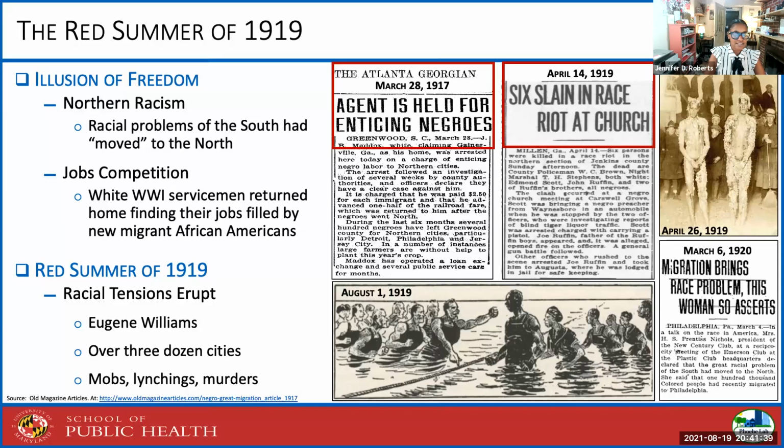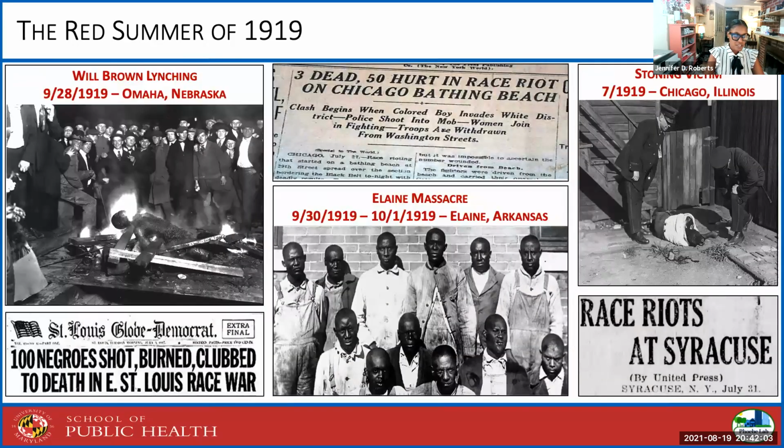And these riots and these lynchings and these mobs erupted across the United States. The three most violent areas were Chicago, Washington, D.C., as well as Elaine, Arkansas. And then even after the summer, there were still these tensions that continued to grow because people were saying the migration problems from the South were coming up north. So here's a visualization of some of the lynchings, the massacres, the riots, and just the annihilation of Black bodies that were occurring throughout the summer and throughout the nation.